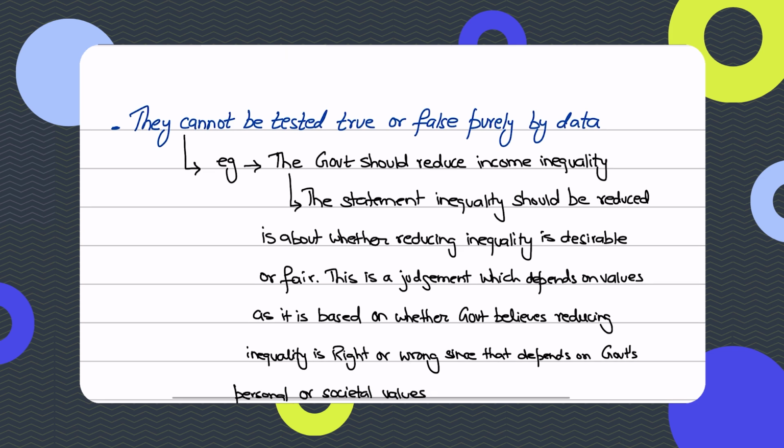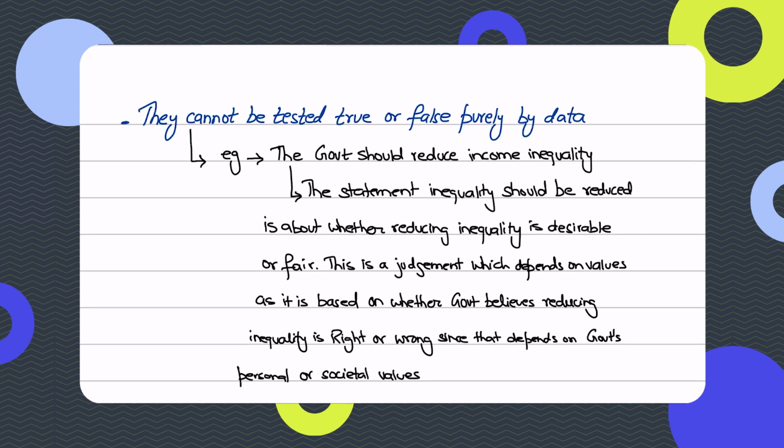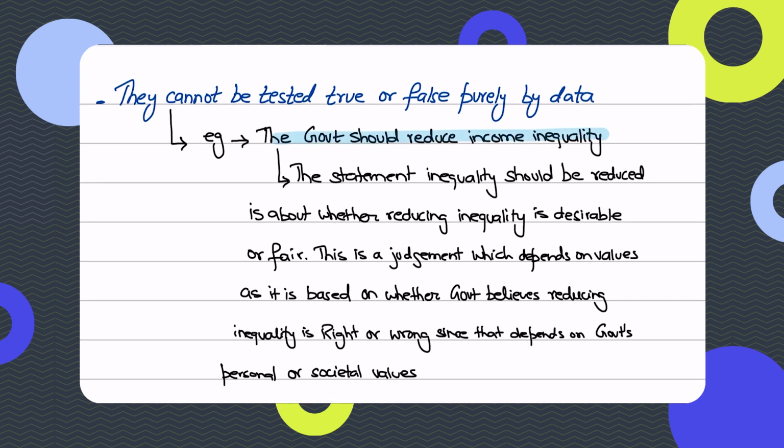For instance, I'll give you an example. Let's say we read the statement that the government should reduce income inequality. This statement is talking about whether inequality is desirable or undesirable or fair, right? Whether it is fair or desirable to reduce income inequality or not. So the statement is saying that reducing income inequality is a good thing to do. It's desirable and fair, therefore we should reduce income inequality.